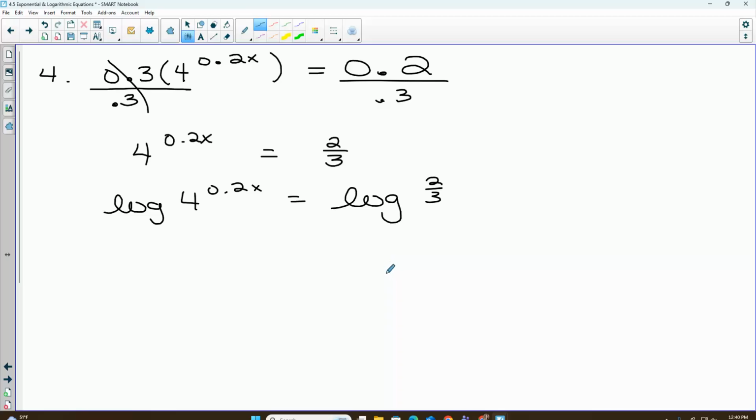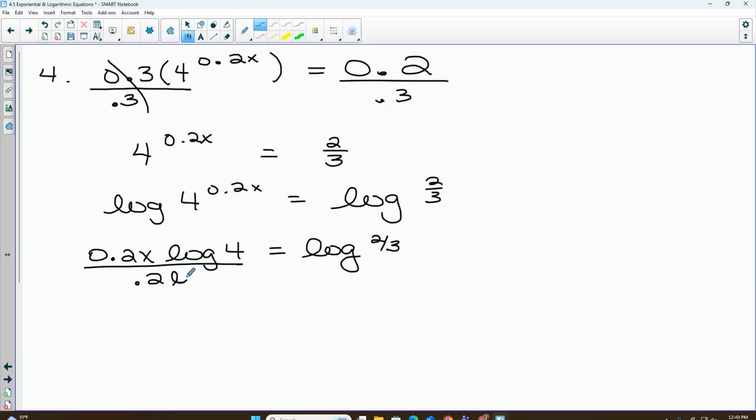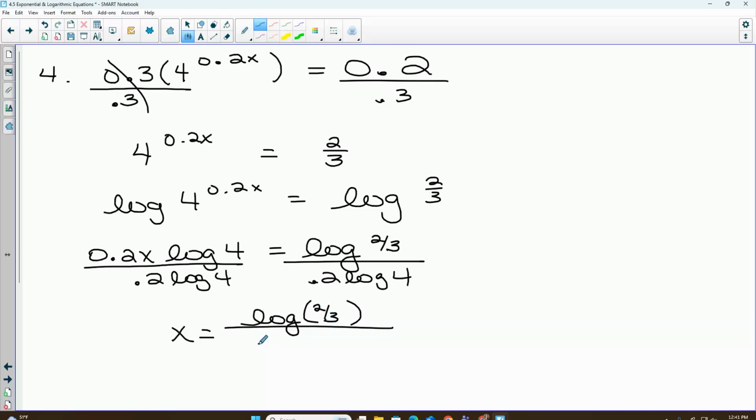Then, properties of logs, we take the exponent down to the front. X is being multiplied with 0.2 and log 4, so to get x by itself, you just divide by both of them. X is log of 2/3 divided by 0.2 log of 4.